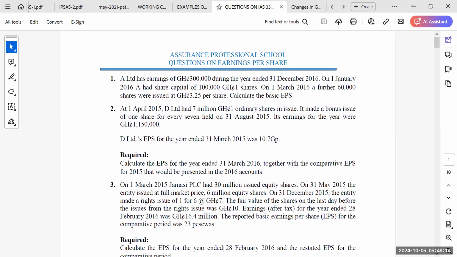Okay, so the company had what? The company had 7 million shares at the beginning of the year. Okay, and they made a bonus issue of what? 1 for 7. Okay, on 31 August 2015. It doesn't matter, since it's only the bonus issue that is being made. We don't do anything with that August date. It's not bringing cash, so we don't do anything to that.